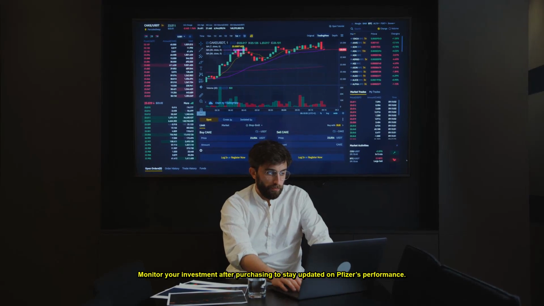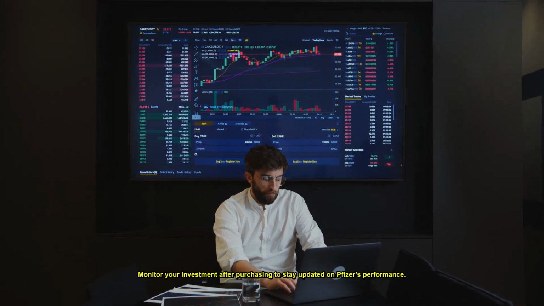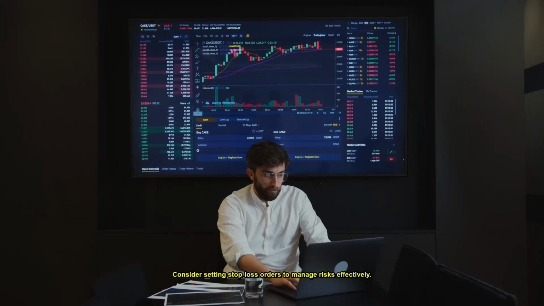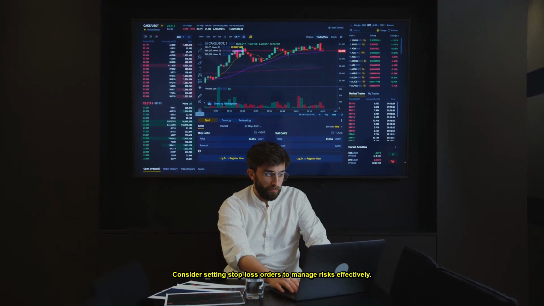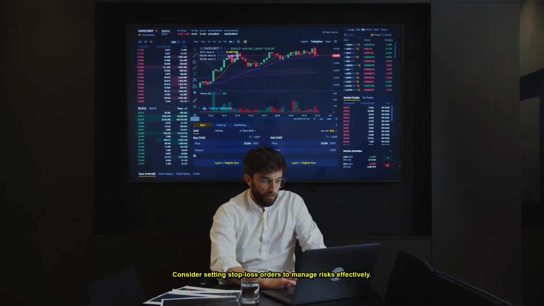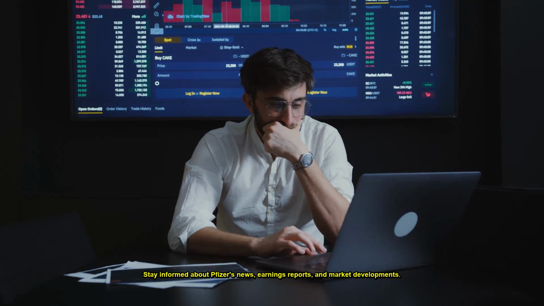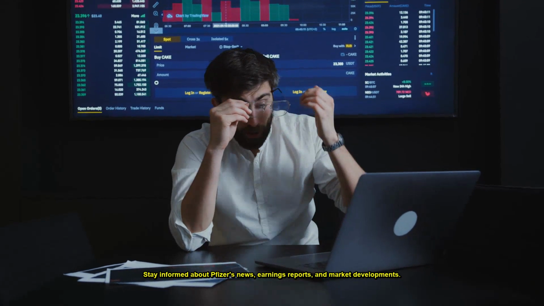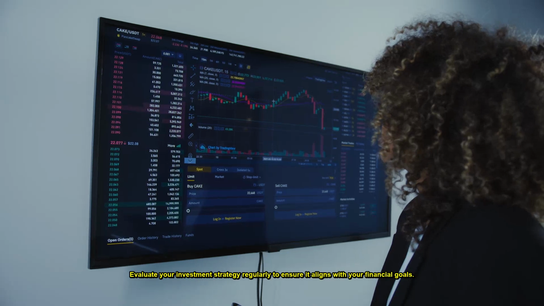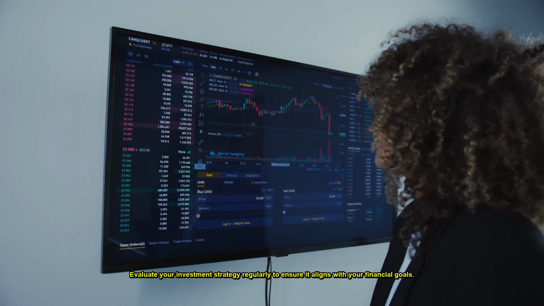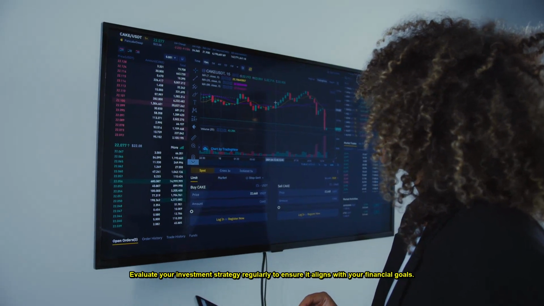Monitor your investment after purchasing to stay updated on Pfizer's performance. Consider setting stop-loss orders to manage risks effectively. Stay informed about Pfizer's news, earnings reports, and market developments. Evaluate your investment strategy regularly to ensure it aligns with your financial goals.